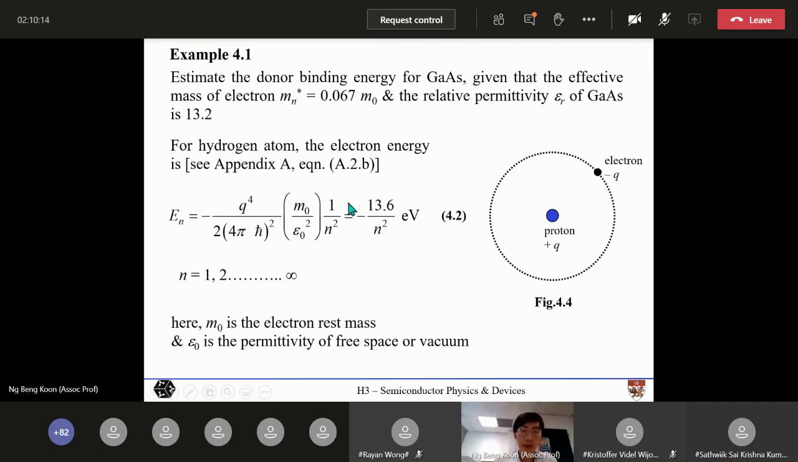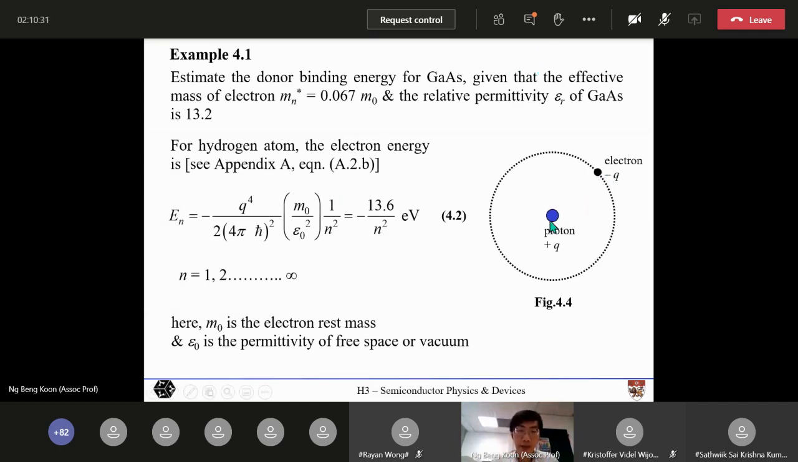So we can apply this sort of model to the donor impurity atoms in gallium arsenide, because the fifth electron is quite similar to a hydrogen atom, where it's one electron bound to the nucleus.